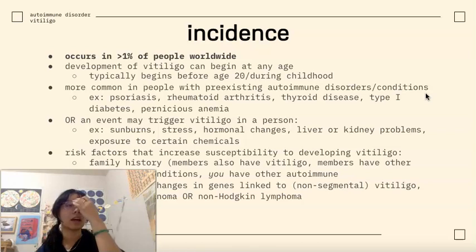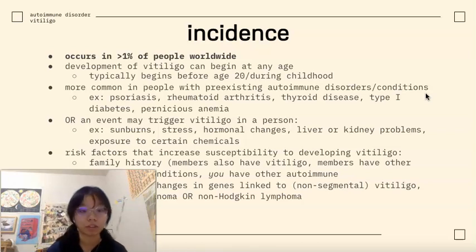family history. So for example, if somebody in your family already has vitiligo, you have a higher chance of developing it also. It doesn't even have to be vitiligo. If you or another member of your family has any autoimmune disorder at all, such as the ones listed before, you are more susceptible to developing vitiligo.